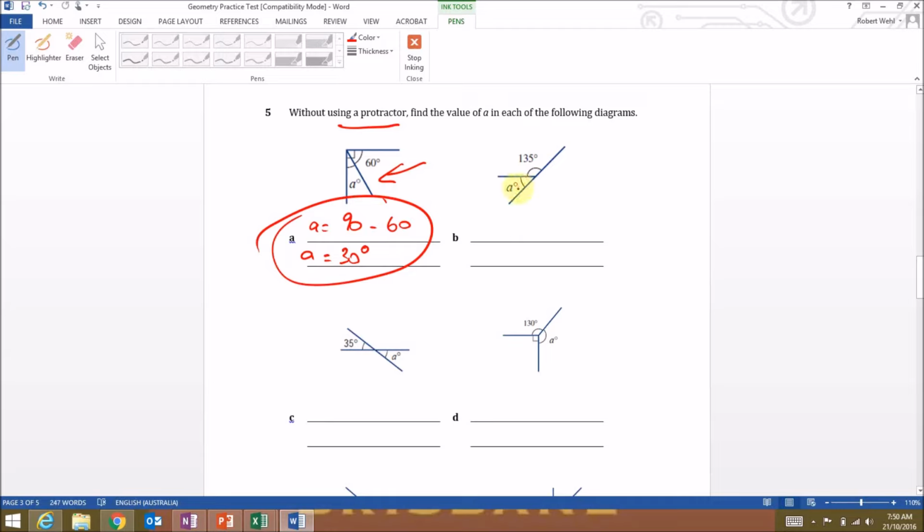For B, once again, a straight line is 180 degrees. So it's going to be 180, take away this one, will give us our answer. So obviously, 45 degrees.